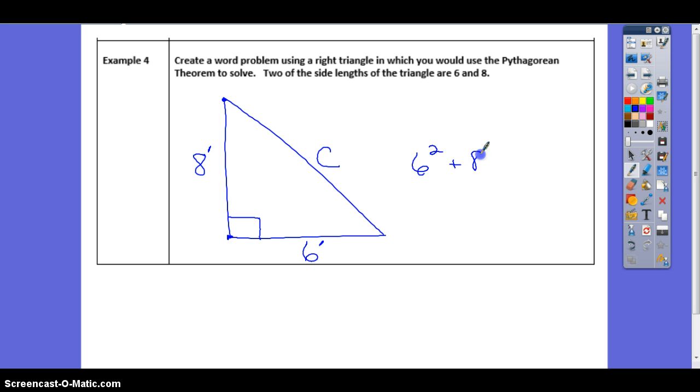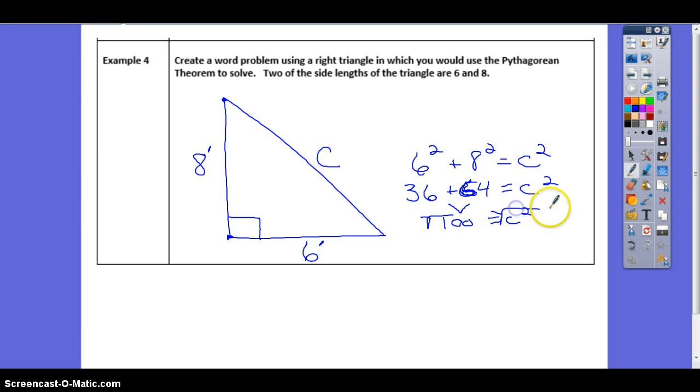6 squared plus 8 squared equals C squared. What's 6 squared? 36. Plus 8 times 8 is 64. It's 100. And we get 100 equals C squared. Perfect square. How long is that longest side of that world record Dorito? 10. 10 what? Feet. Can you imagine a 10-foot Dorito?